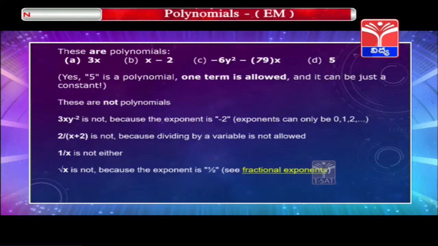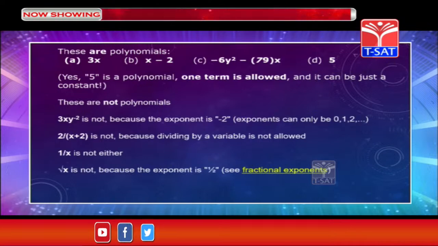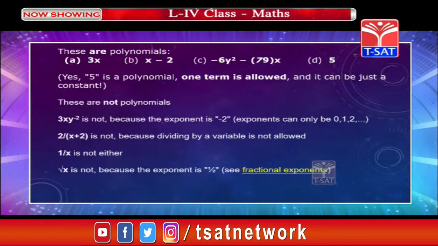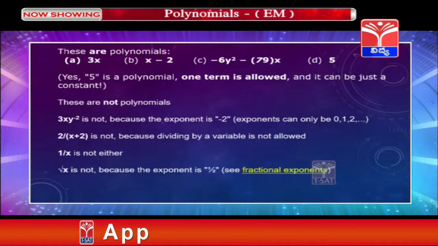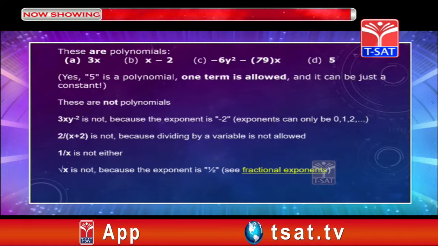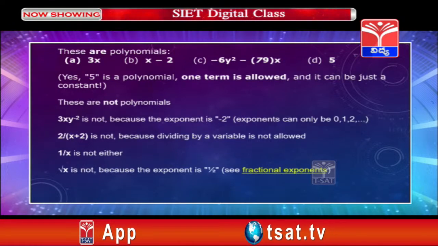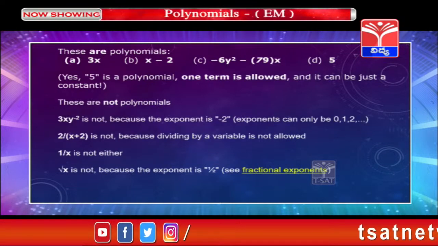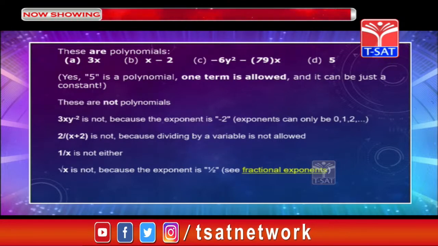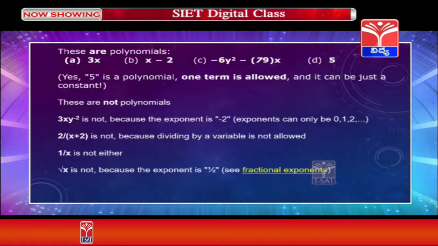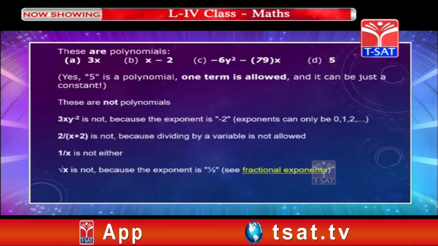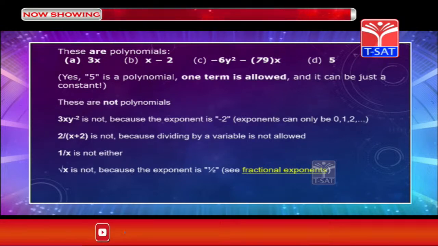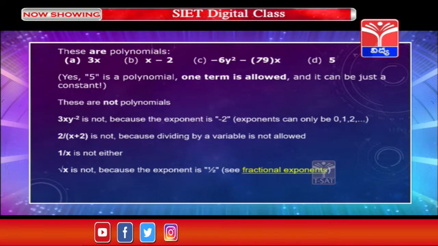Here 3x is a polynomial, x minus 2 is a polynomial, minus 6y square is a polynomial, minus 79x is a polynomial, 5 is also a polynomial. Then definitely you have a doubt whether 5 is a polynomial or not. Yes, 5 is a polynomial. One term is allowed here, it can be just a constant. 5 can be written as 5 times x to the power of 0, correct, because x to the power of 0 is 1. That constant is also considered a polynomial. Later you are going to understand it as a constant polynomial.